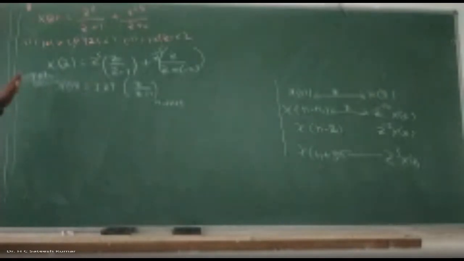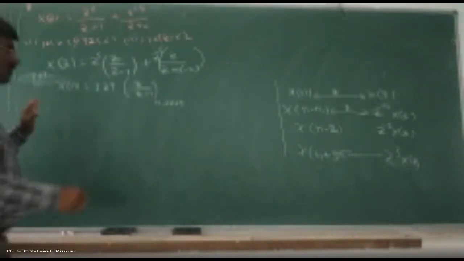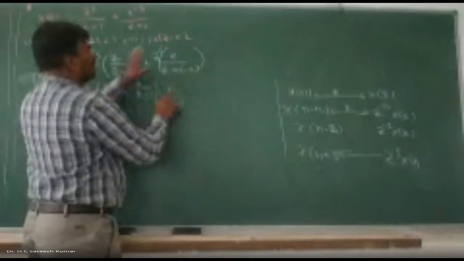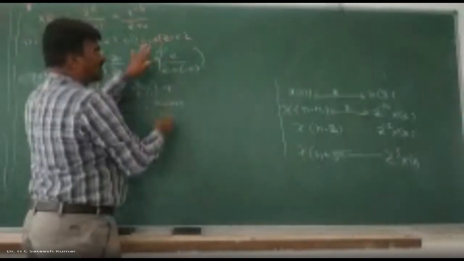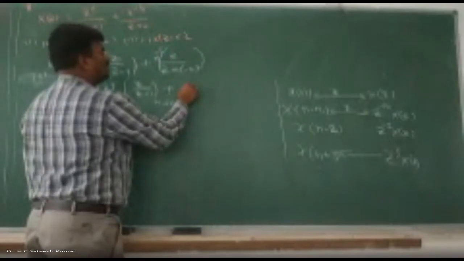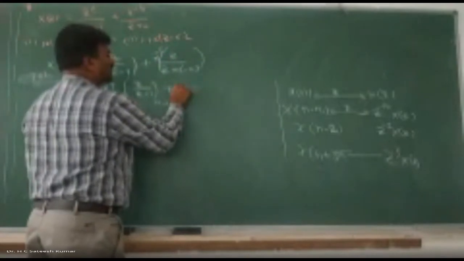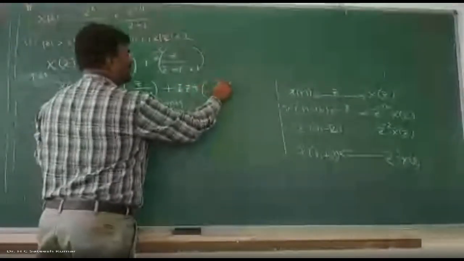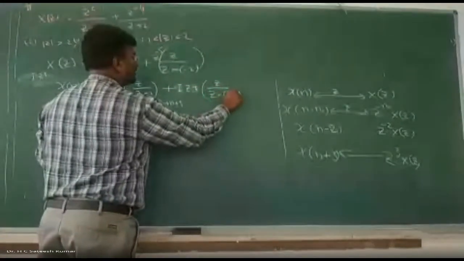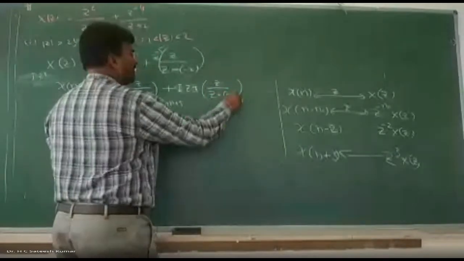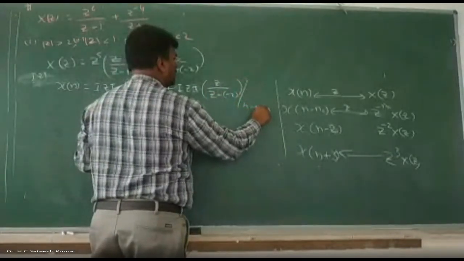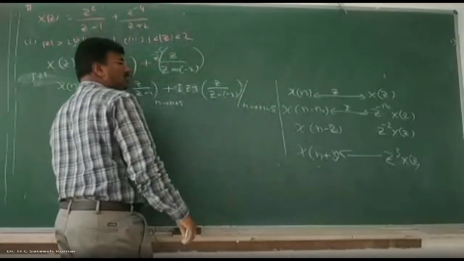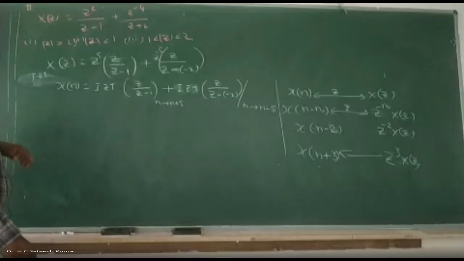I don't know the ROC. For all ROC, the same thing will be there. Okay, right. Leave this one. Take the inverse Z transformation of Z divided by Z minus of minus 2. Replace n by n minus 5. Now you take the ROC, and find the inverse Z transformation based on the ROC.